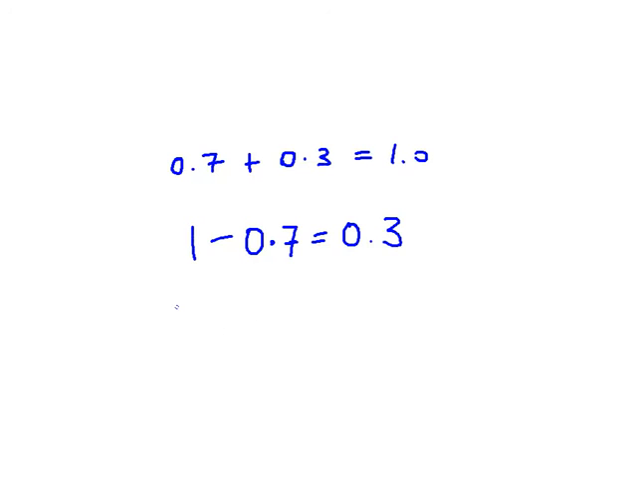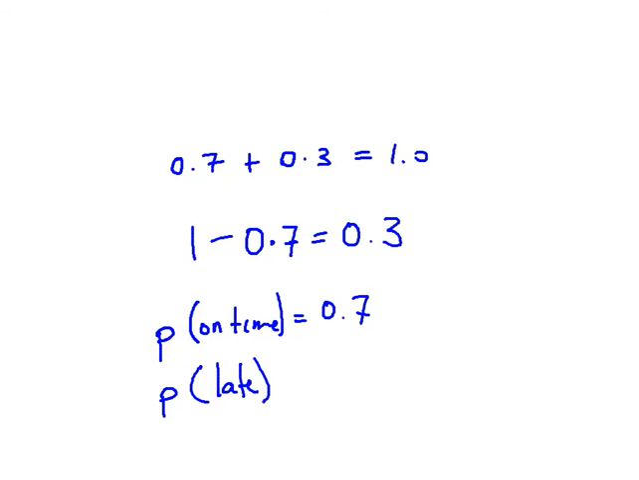That's the understanding. And we normally speak of probabilities by writing P, then opening a bracket, probability of being on time, equals 0.7. So the probability of being late will equal 1 take away 0.7, which equals 0.3.